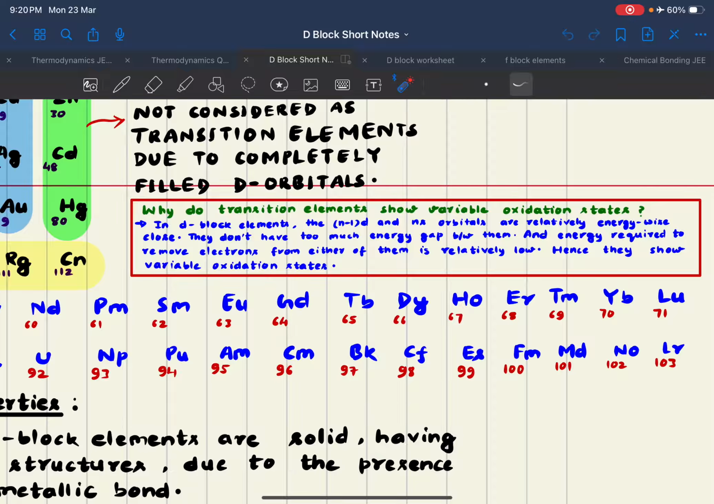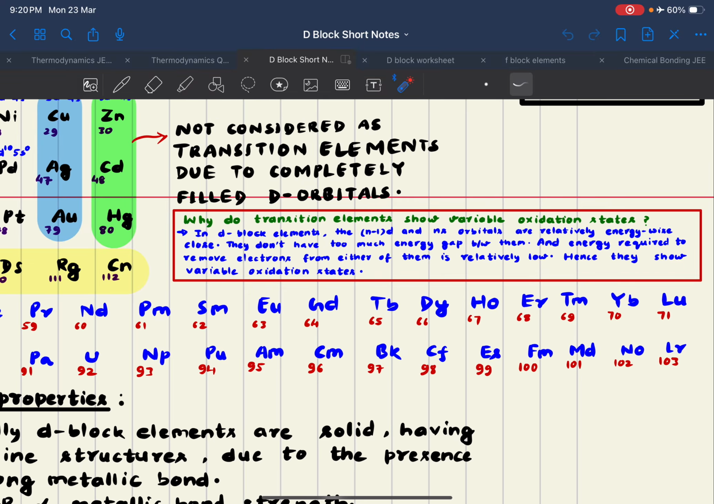You can remove electrons from there also if you supply a little more energy. It means these energies are comparable and the gap is not that huge, and that's why you can easily withdraw the electrons from the d orbitals as well, and that's why they show variable or multiple oxidation states. We have written this very well in the statement, you can memorize it. When you write the board exam also, it will help a lot.